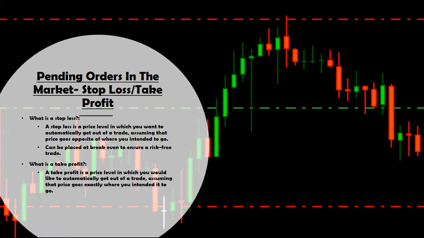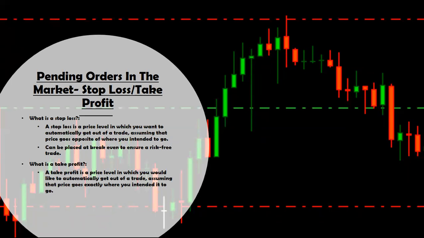More on take profits and stop loss. Okay, so what is the stop loss? Stop loss is a price level at which you want to automatically get out of a trade, assuming that price goes opposite of where you intended it to go. It can be placed at break even to also ensure a risk-free trade. Okay, so there's two purposes for stop loss that you can have.